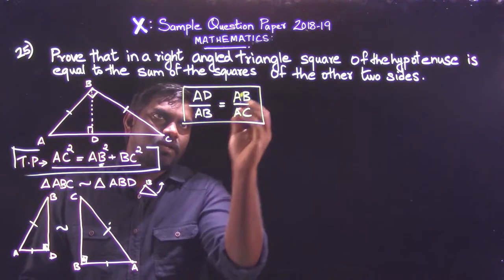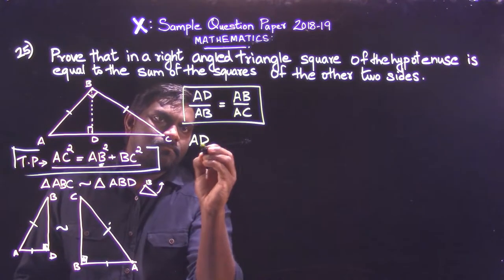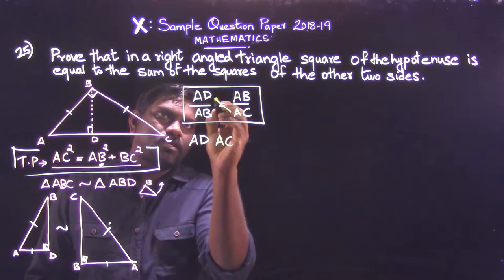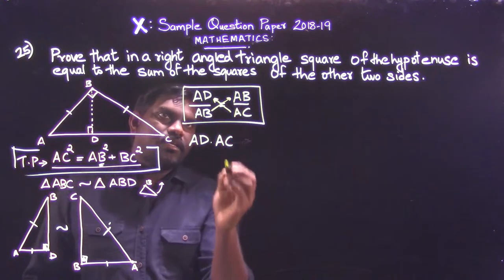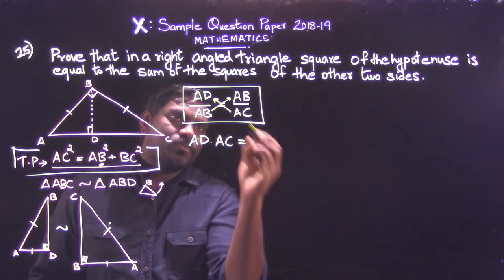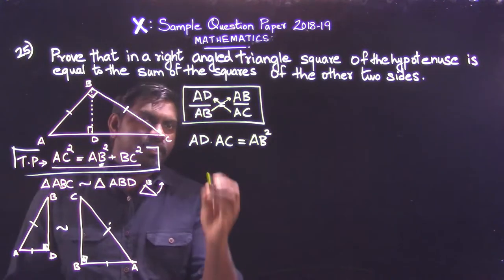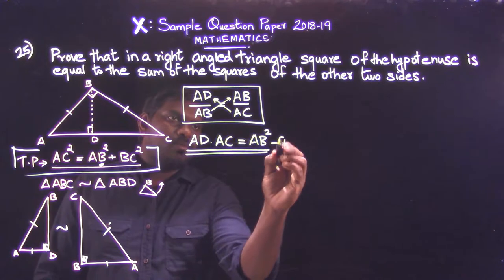Now from here, what I'm getting is AD into AC, right? This into this and this into this, that is how you go. AD into AC is equal to AB two times, so can't I write AB square? Yes, so this is my equation number 1. Clear?